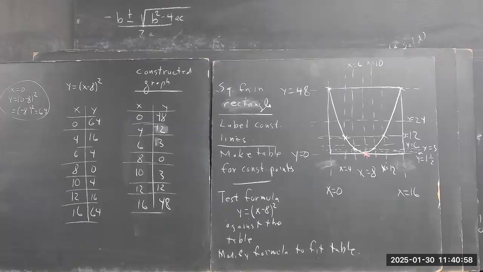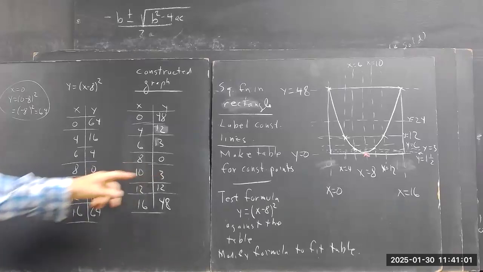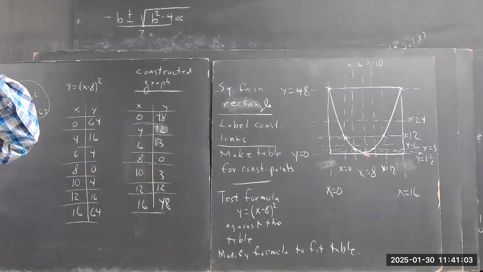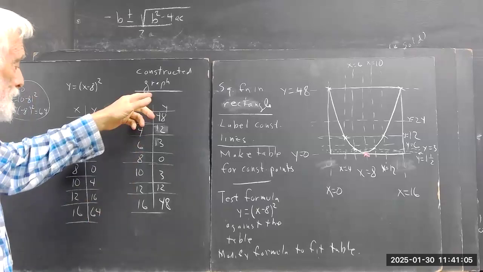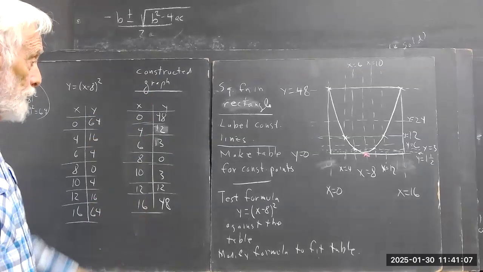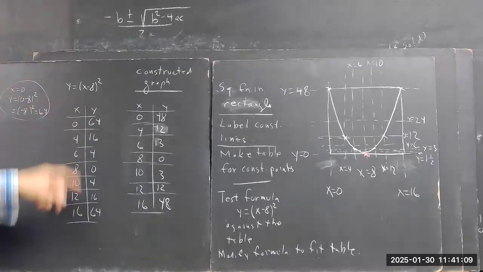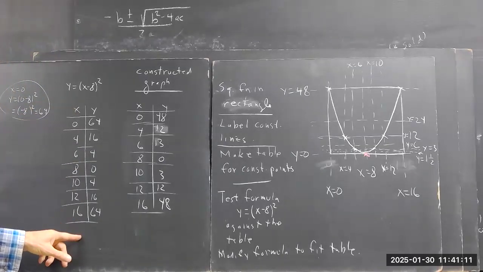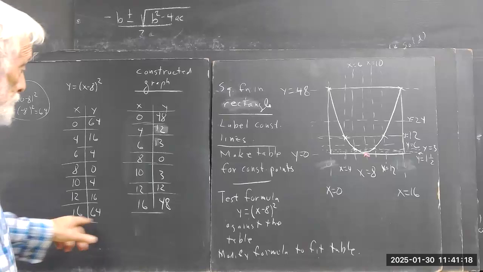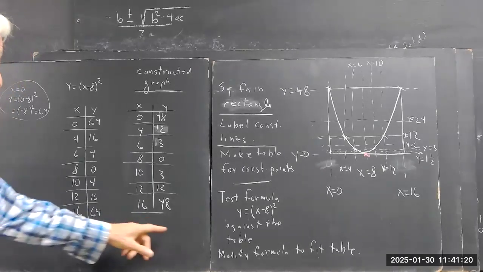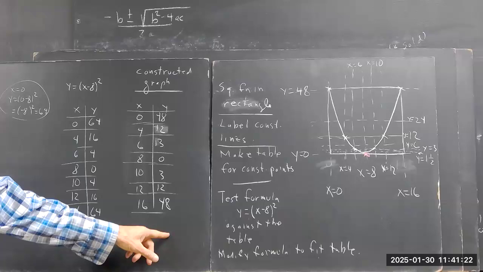Okay. Still, we got these two tables. And what we've said is, well, okay, here's our graph. Here's the x minus 8 squared function. They don't give you the same numbers. These numbers are bigger than these. Well, how much bigger are these numbers than these?